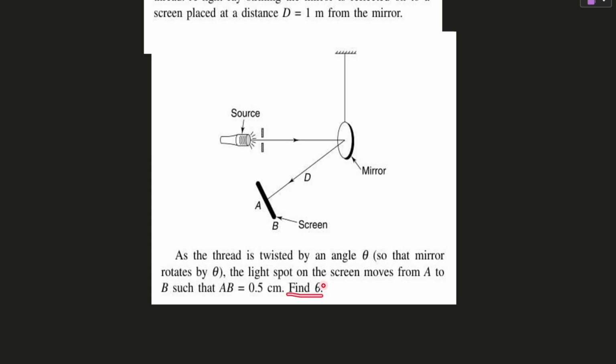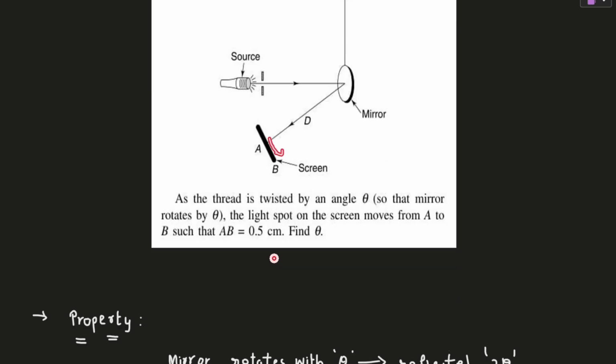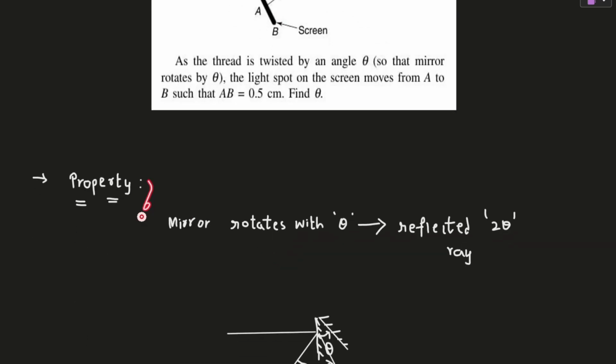Find the angle theta. As the source gives light, it strikes the mirror, and the thread moves by a small angle theta. So we have to find that angle theta. After reflection it falls on the screen and moves from A to B. Before solving the problem, we have to know this property.